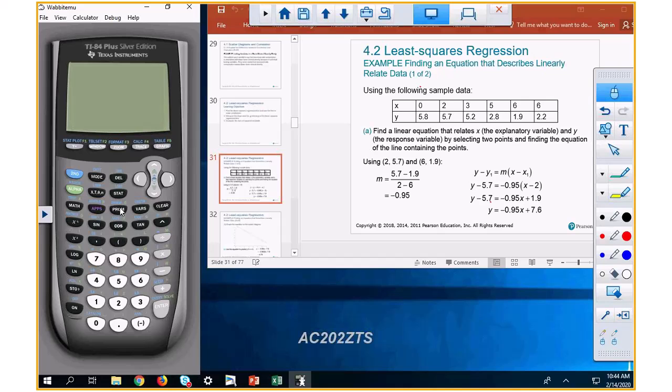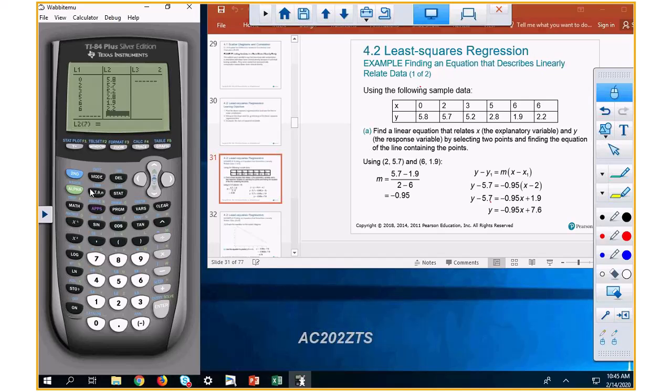Stat, edit, 0, 2, 3, 5, 6, 6, 0, 2, 3, 5, 6, 6, and 5.8, 5.7, 5.2, 2.8, and 1.9, and 2.2.